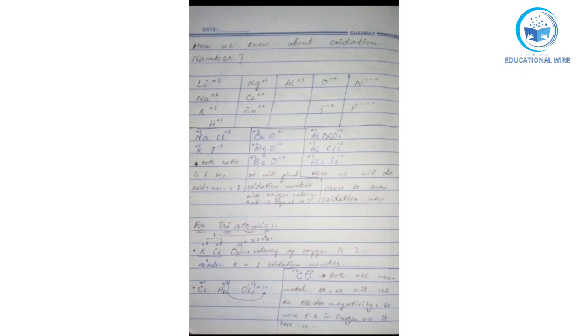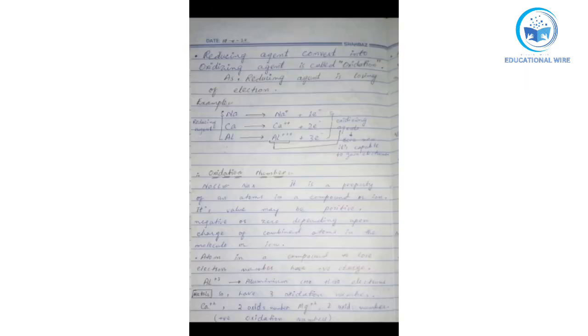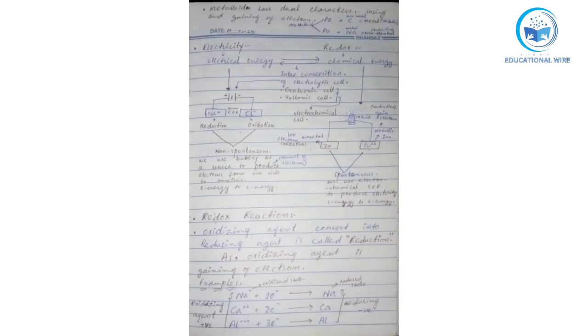Hope you understand how to find oxidation number, valency, and how we know about the redox reaction. Make sure you are checking the difference between oxidizing agent and reducing agent, and reduction and oxidation. So this is all about our today's topic.